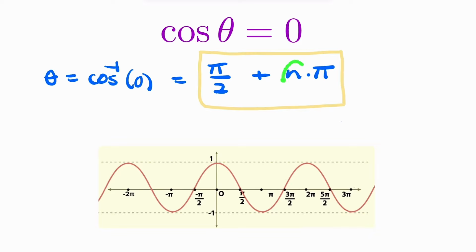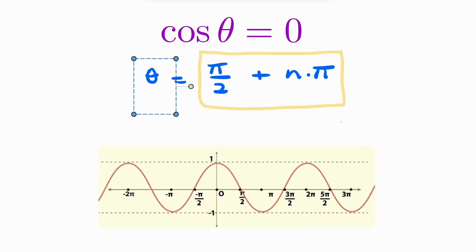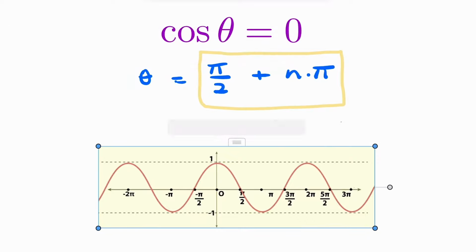And clearly n can be negative, and that would account for these solutions here. So theta equals pi over 2. We can get rid of the cosine inverse and say our final answer is theta equals pi over 2 plus n times pi.